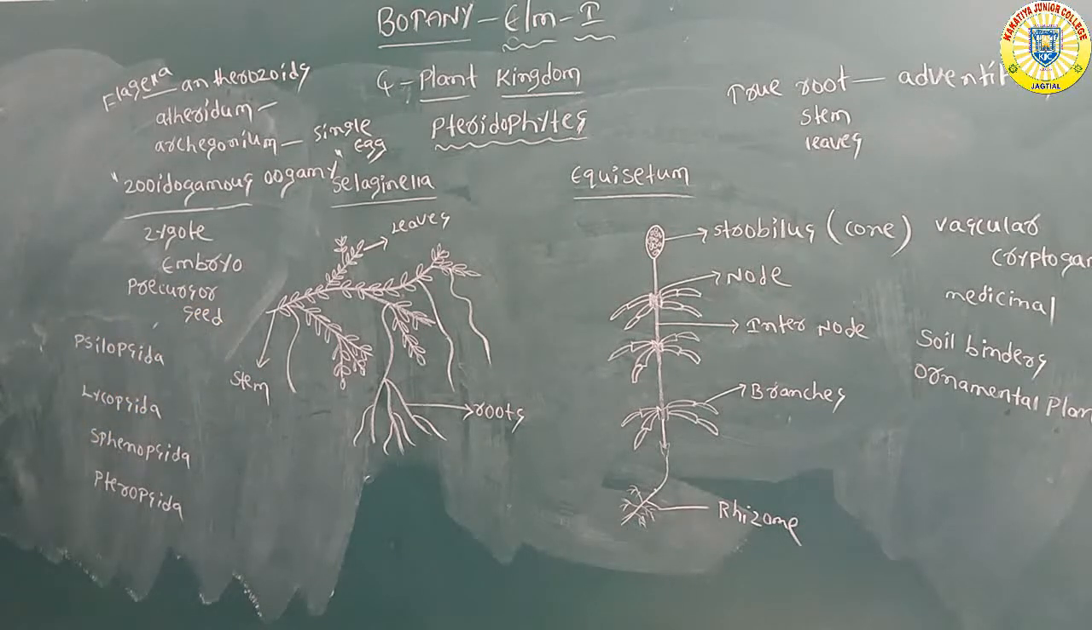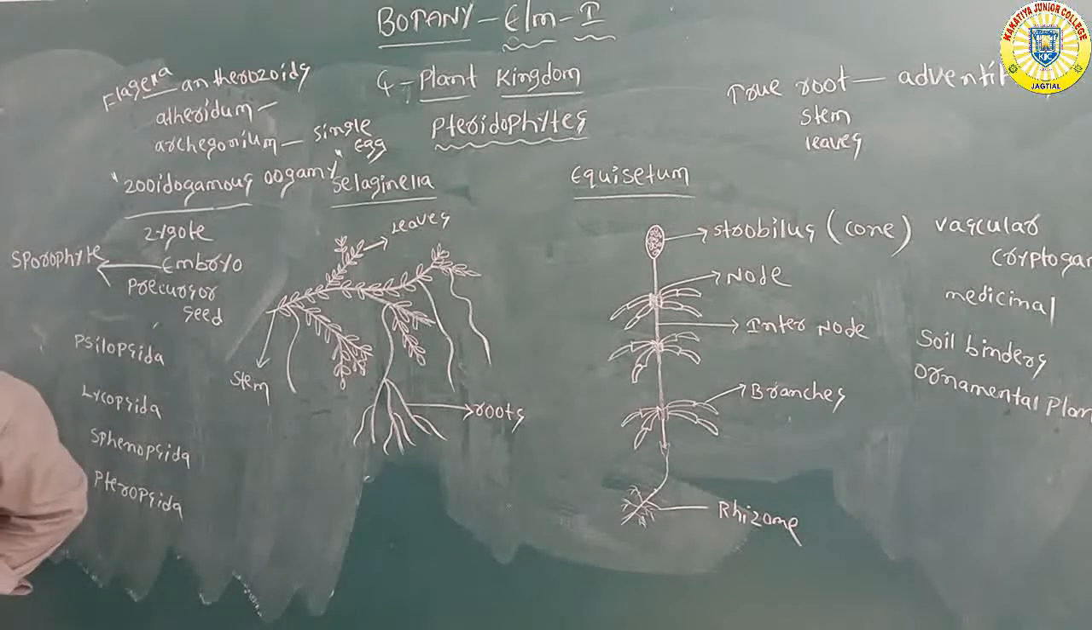Embryo after seed will develop. So this is one of the important evolutions in the history of the plant kingdom. Here the zygote is converted into embryo, and the embryo is converted into sporophyte.